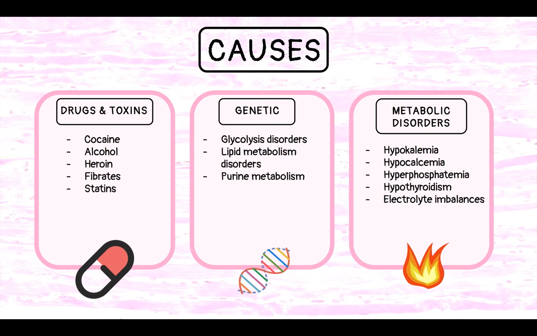There are many causes of rhabdomyolysis, so here I've listed only some. Rhabdomyolysis can be caused by drugs and toxins such as cocaine, alcohol, heroin, fibrates, and statins. Genetic disorders where it's difficult for the body to metabolize lipids or purines, or glycolysis disorders, and metabolic disorders such as hypocalcemia, hyperphosphatemia, and electrolyte imbalances can all cause rhabdomyolysis.